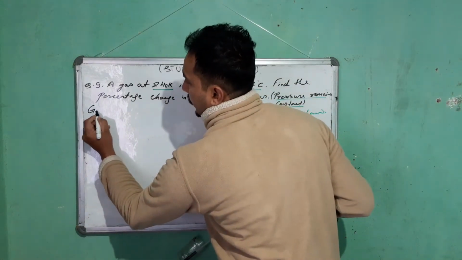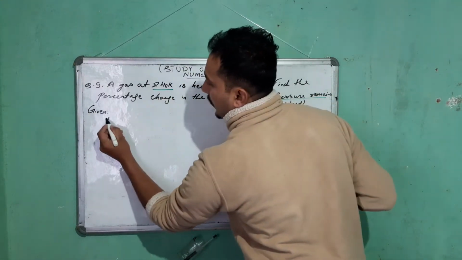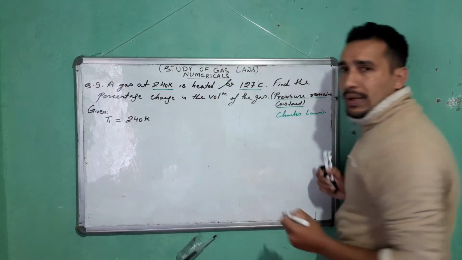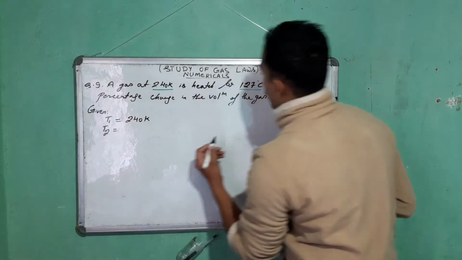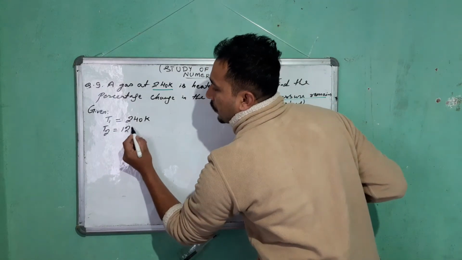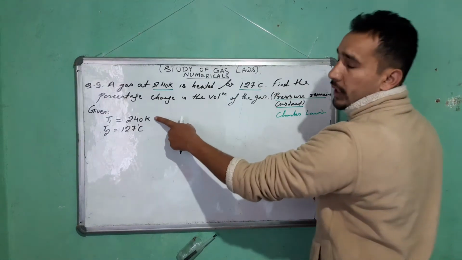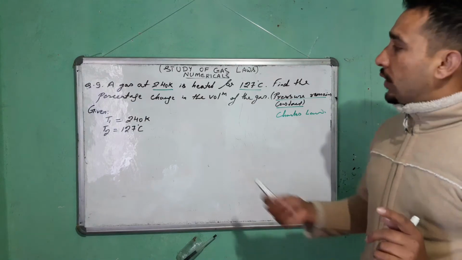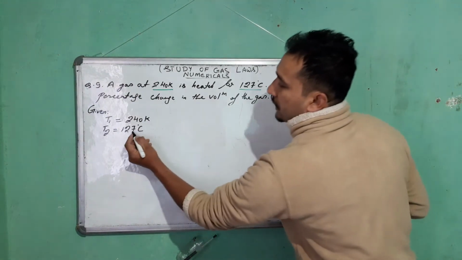Given: T1 is 240 Kelvin. T2 is 127 degrees Celsius. See, this is in degrees Celsius and the other is in Kelvin. In the first video itself, I mentioned that you should always keep the temperature in the Kelvin scale. So let's convert this into the Kelvin scale.